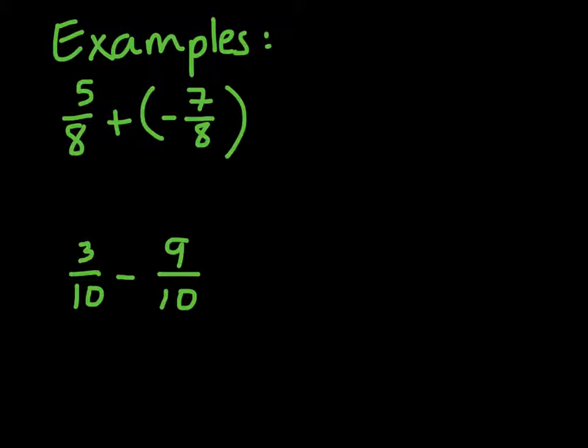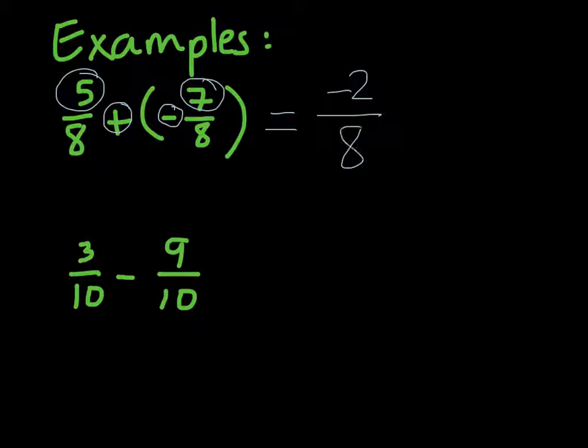So my first one, I have 5/8 plus negative 7/8. So I'm going to add my numerators. So I'm going to say 5 plus, and I'm going to use this negative with my numerator. 5 plus negative 7 is negative 2. I'm going to keep my denominator the same, and now I'm going to simplify. I can divide them both by 2. I get 1 over 4, and it's not going to be a negative 1, it's going to be a negative 1/4. My negative now goes with the entire fraction.